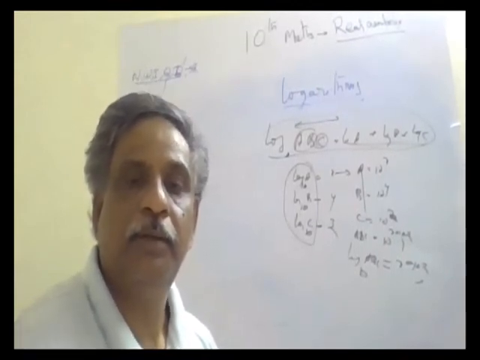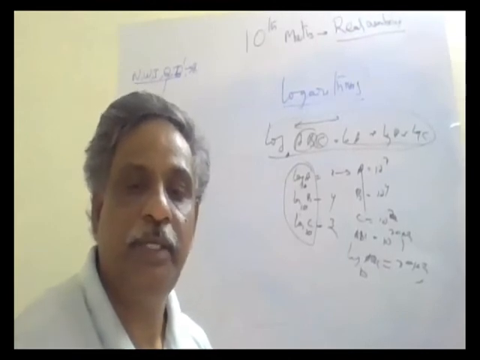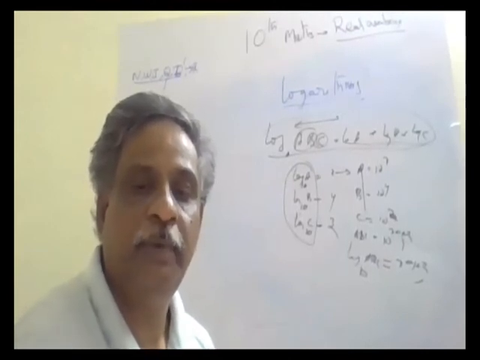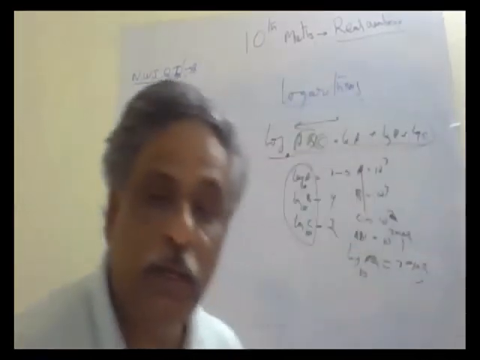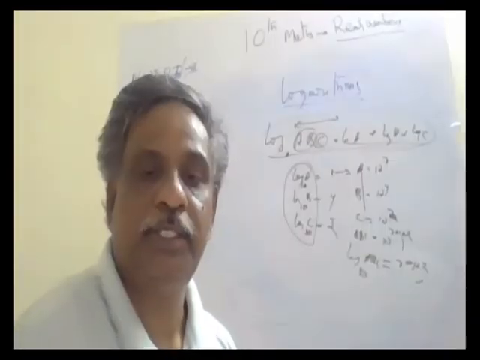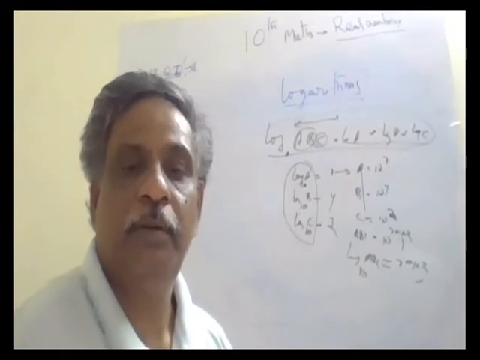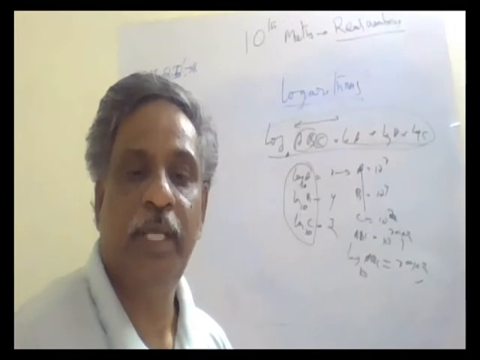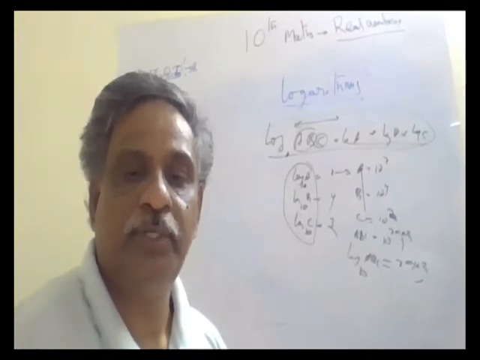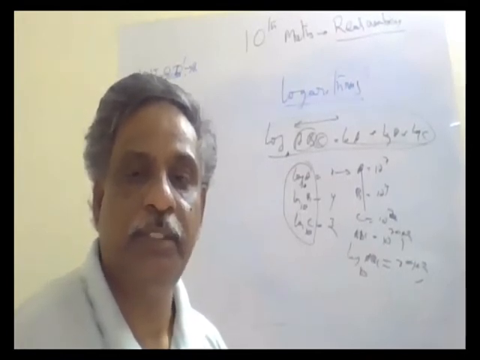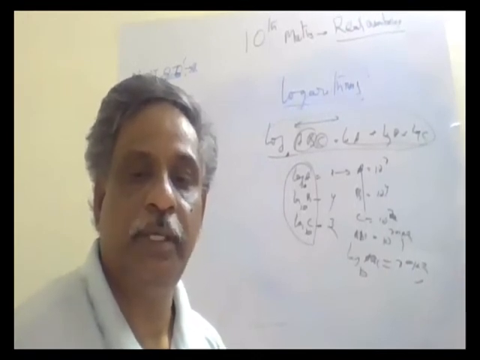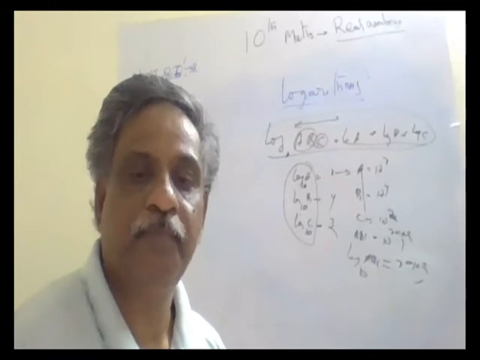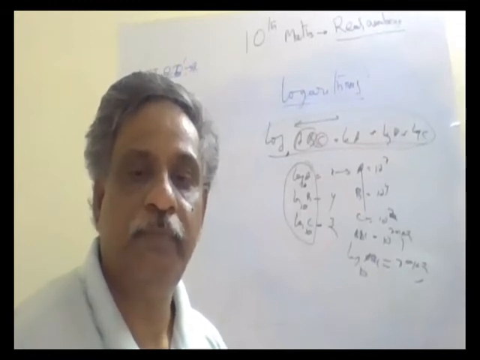Okay, so this is the first law. Log a b is equal to log a plus log b with the same base. The second law is again log a by b is equal to log a minus log b. This we have already seen. Next law: log x to the power of m to base a is equal to m log x to base a. This is what we have seen. Now we will see the examples.